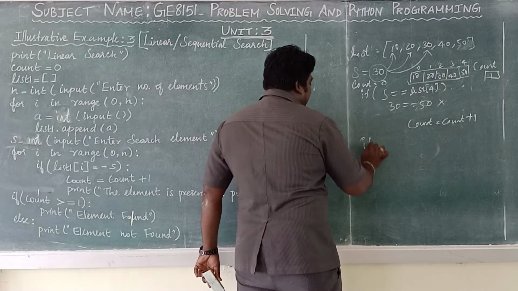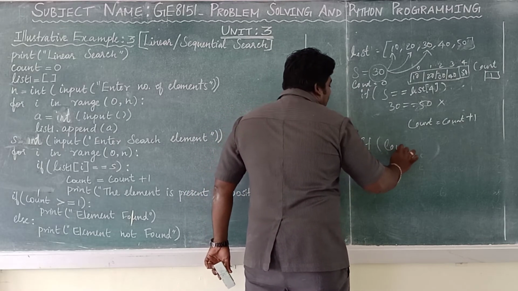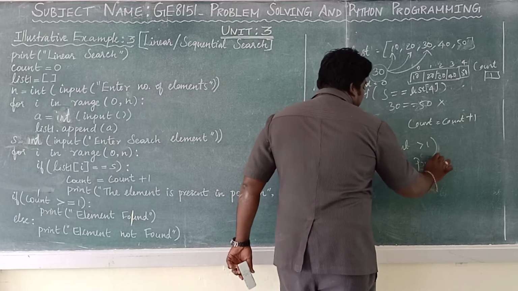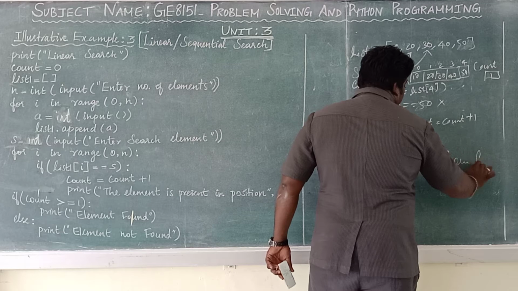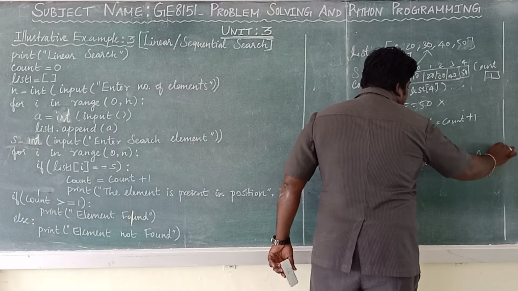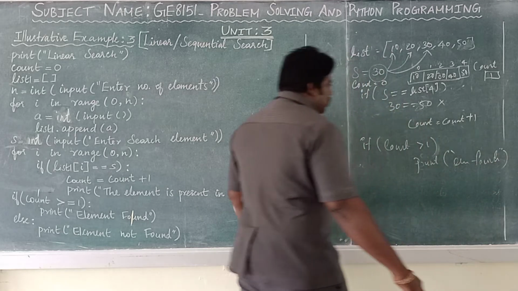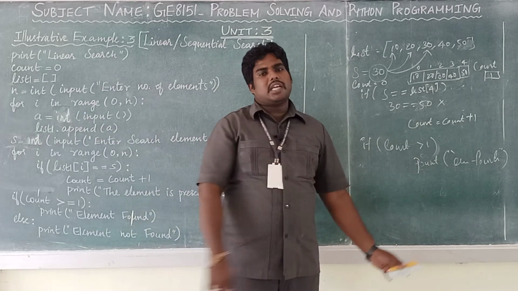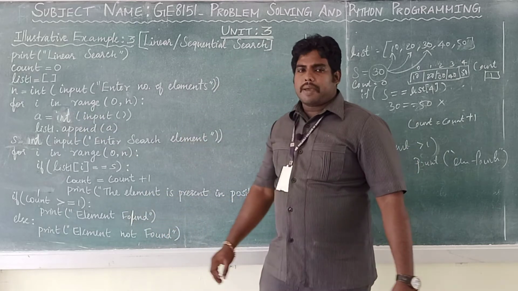So I will check a condition. If count greater than 1, print element found. Else, element not found. These are the things I am going to perform in the program. This is the logic I am going to implement in your Python programming.